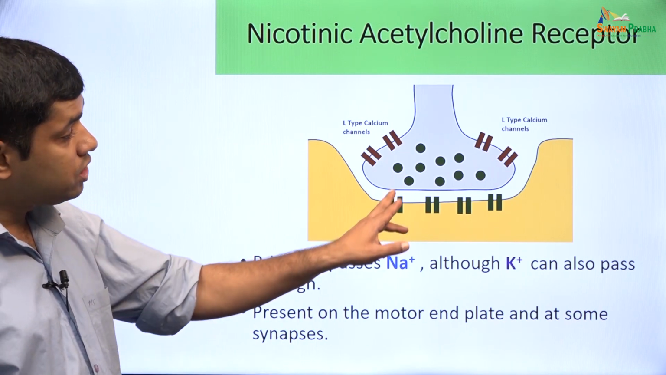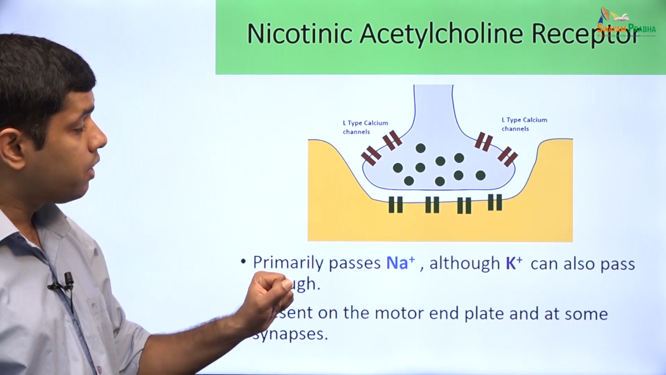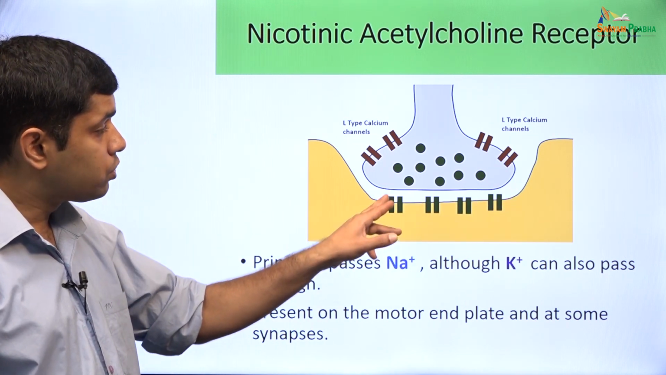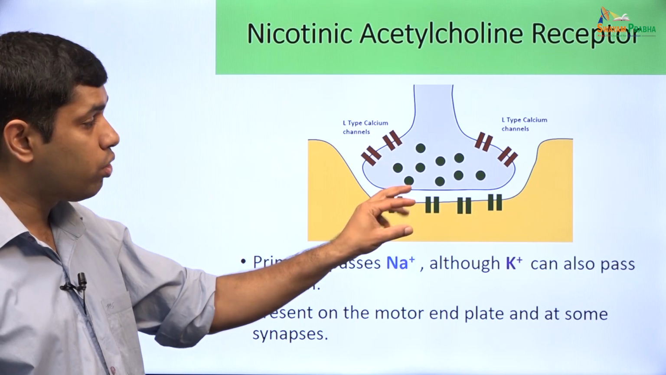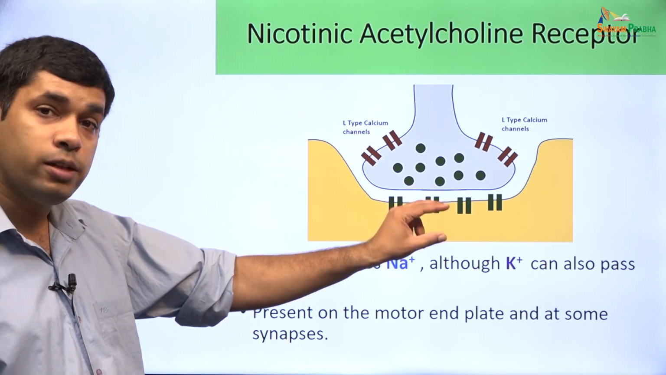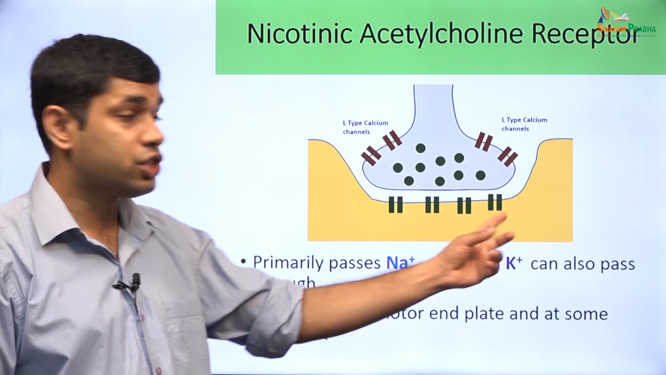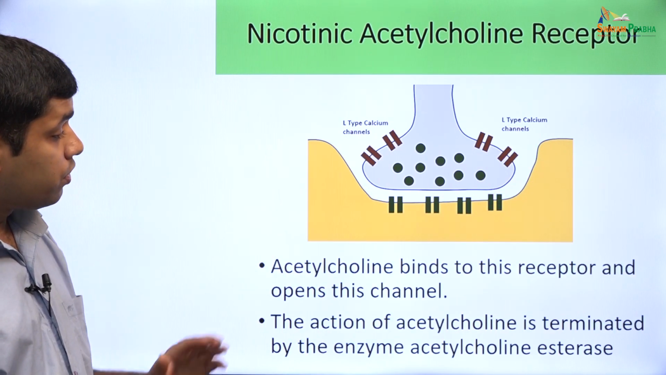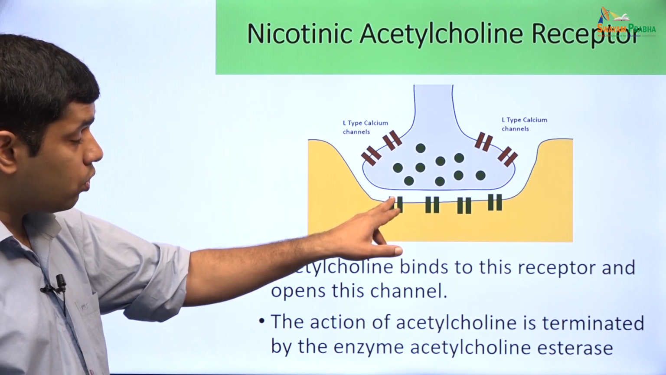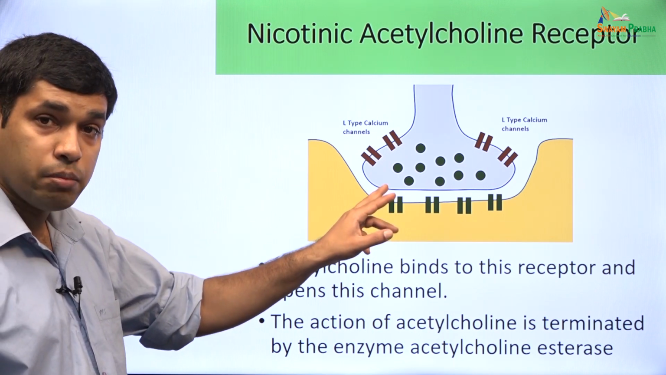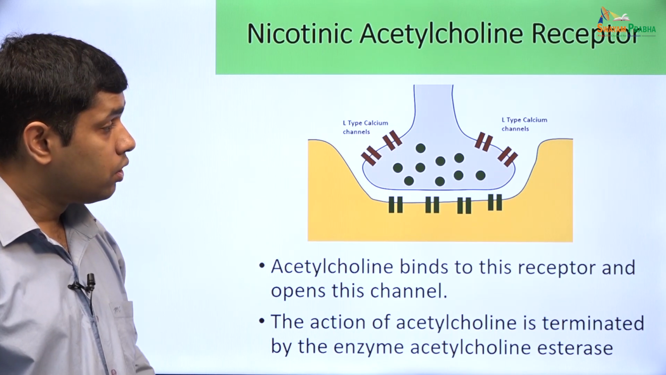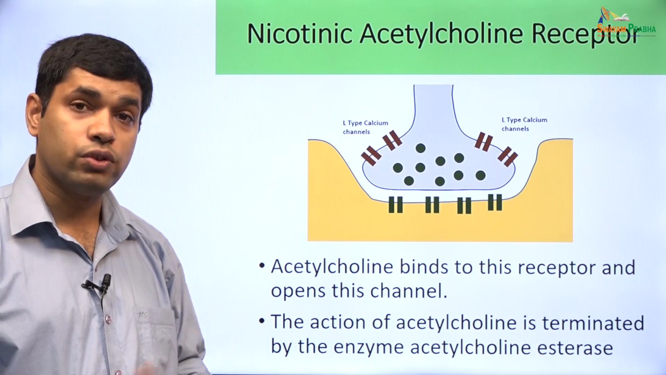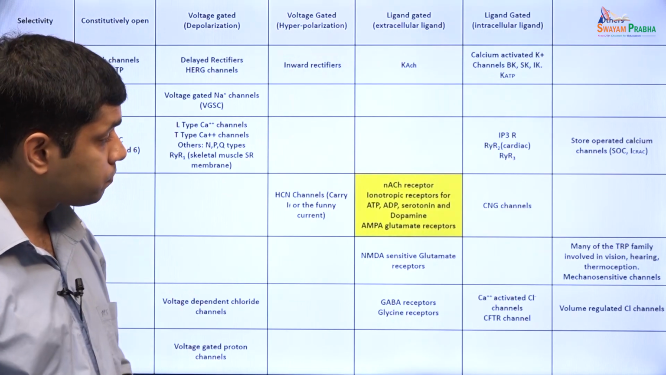But this permits primarily sodium entry, and this is present on the end plate of the neuromuscular junction. So, when sodium enters, it causes a small depolarization of the motor end plate, which is called the end plate potential, and that is sufficient to cause an action potential in the adjacent areas. The action of acetylcholine on this channel is terminated by the enzyme acetylcholinesterase. So, this nicotinic acetylcholine receptor is an example of a non-specific monovalent cation channel.